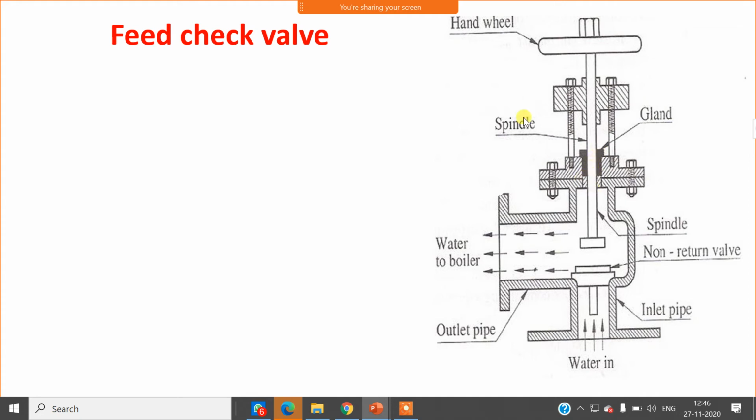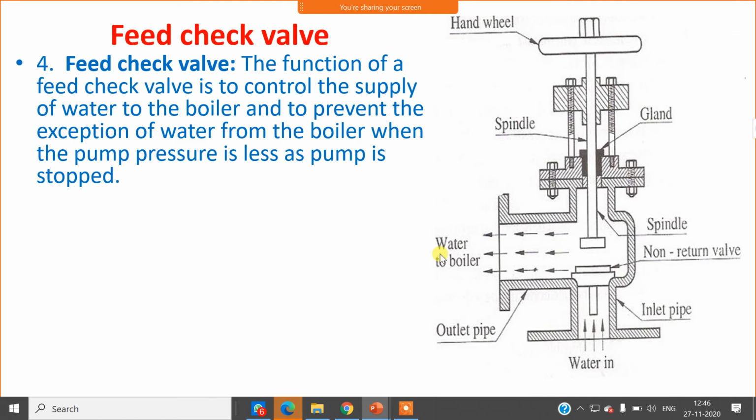Moreover, the function of the feed check valve is the same as that of the steam stop valve, with only a slight difference in construction and function. The function of the feed check valve is to control the supply of water to the boiler and to prevent the escape of water from the boiler when the boiler pressure is greater than the pump pressure.